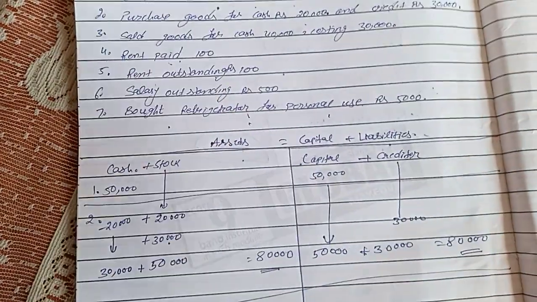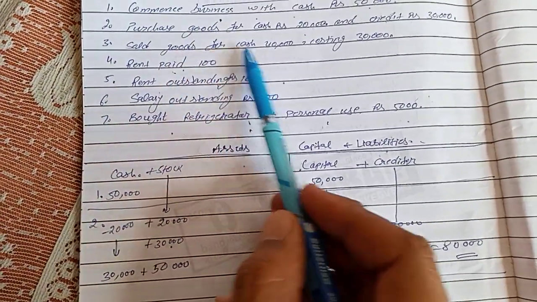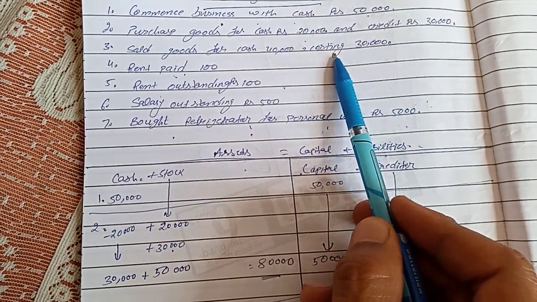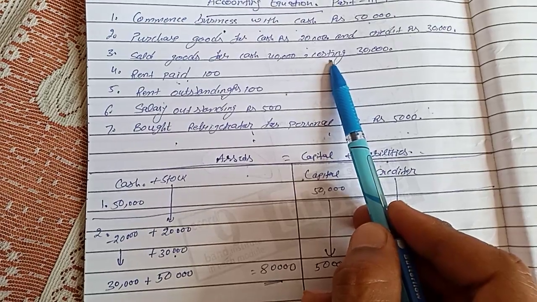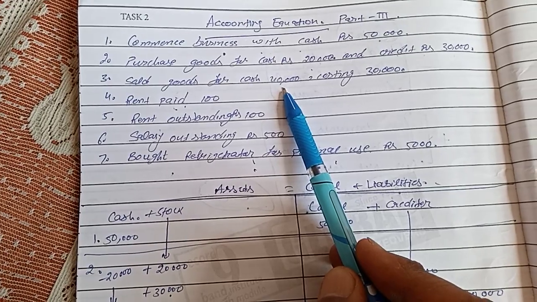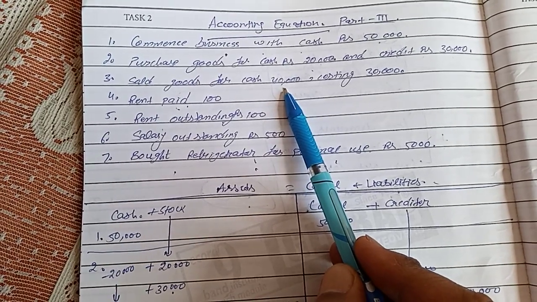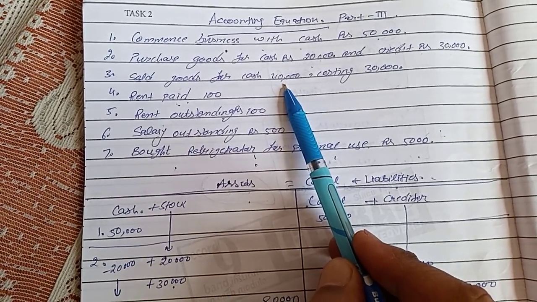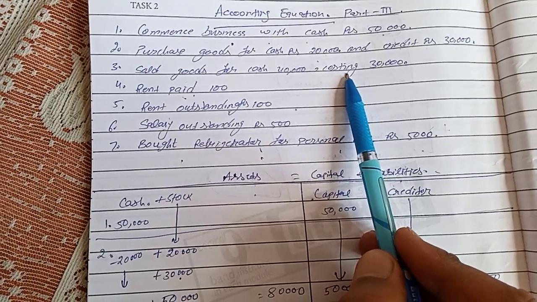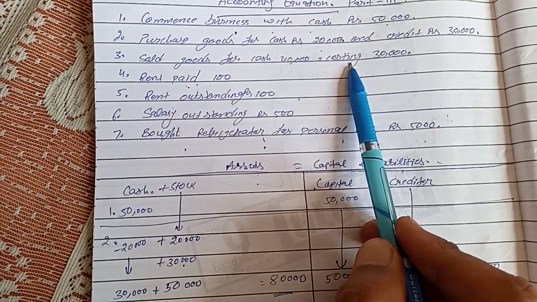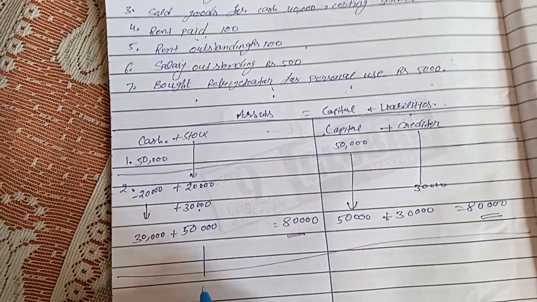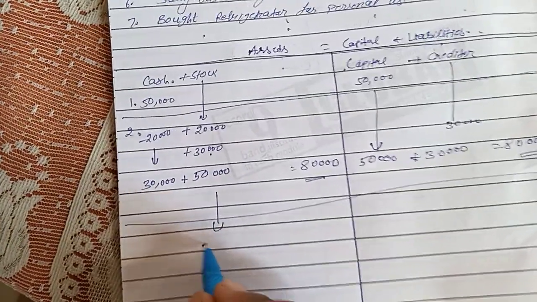The third one is sold goods for cash 40,000 costing 30,000. It simply means the cost of the goods sold is 30,000, but we sold them at 40,000. It means our profit was 10,000. So we will deduct this cost price from the stock, because the price of the stock was 30,000. So we will deduct rupees 30,000 from the stock.